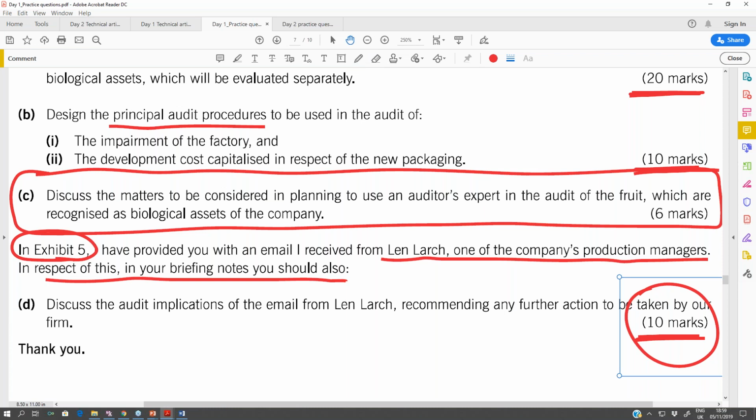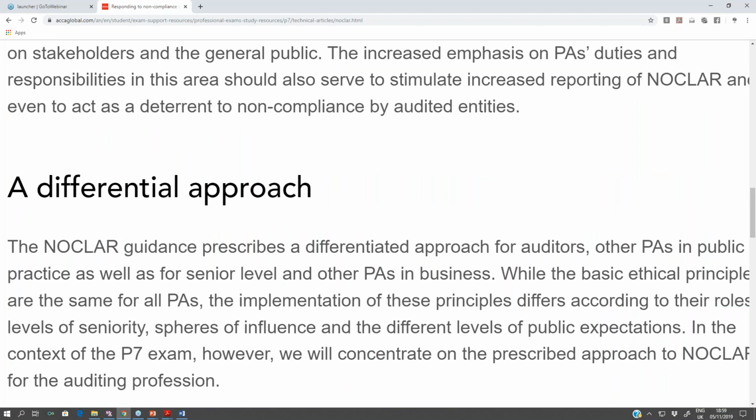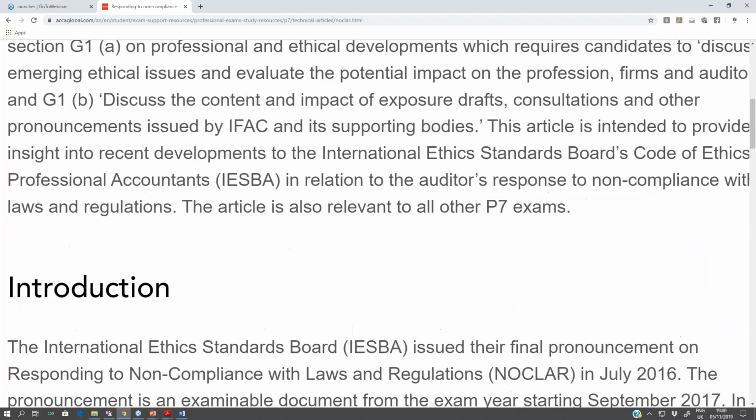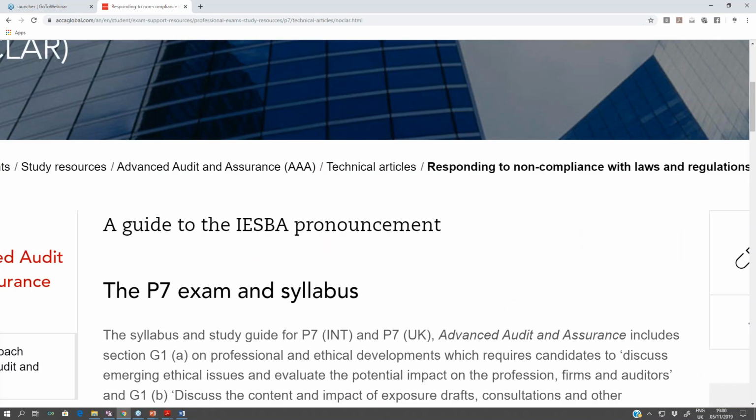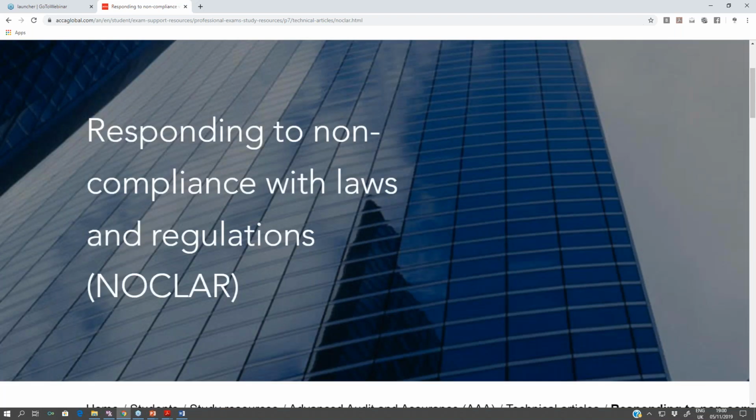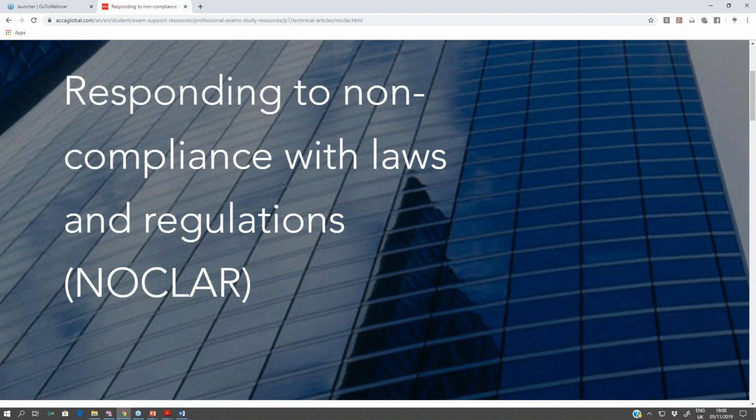Right? So please ensure that you read this article, which I just showed you on your screen from the ACCA website, which has the title Responding to Non-Compliance with Laws and Regulation. That's in front of your screen now. You need to download this article, read this article. And once you read this article, you will imagine how easy the answer is for the June 19 exam paper.